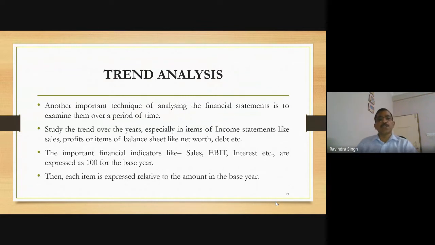Study the trend over the years, especially in items of income statements like sales, profit, or items of balance sheet like net worth, debt. The important financial indicators like sales, EBIT, interest, etc. are expressed as 100 for the base. You take the 100 points. Now you take the percentage. After calculating the percentage, you take that how much point you got. That will assess your status. Then each item is expressed relative to the amount in the base year. Relative amount. It is not a real amount.